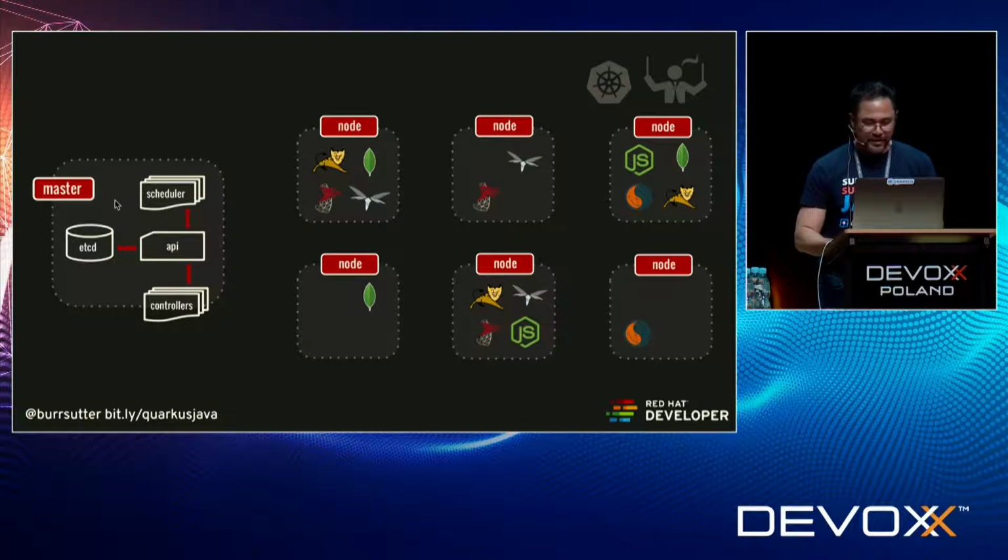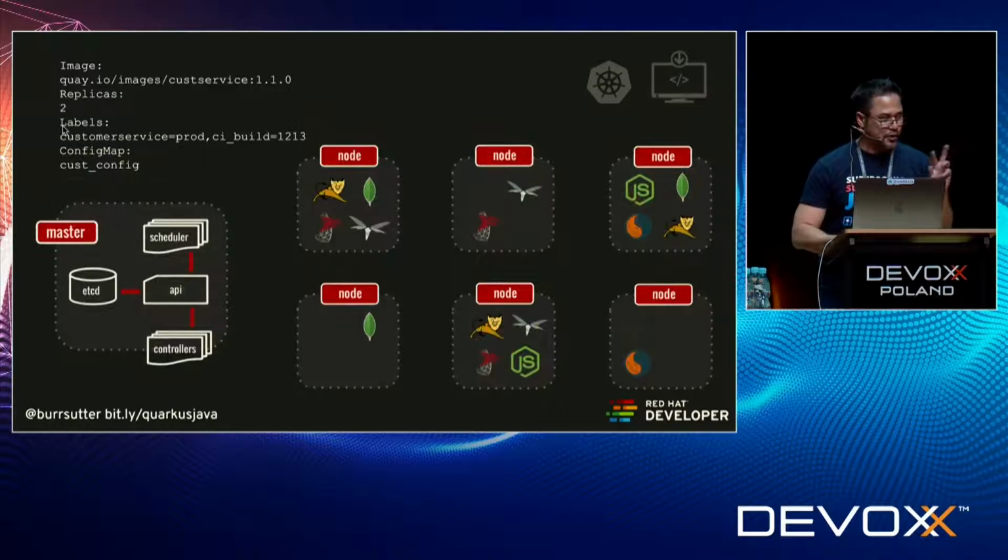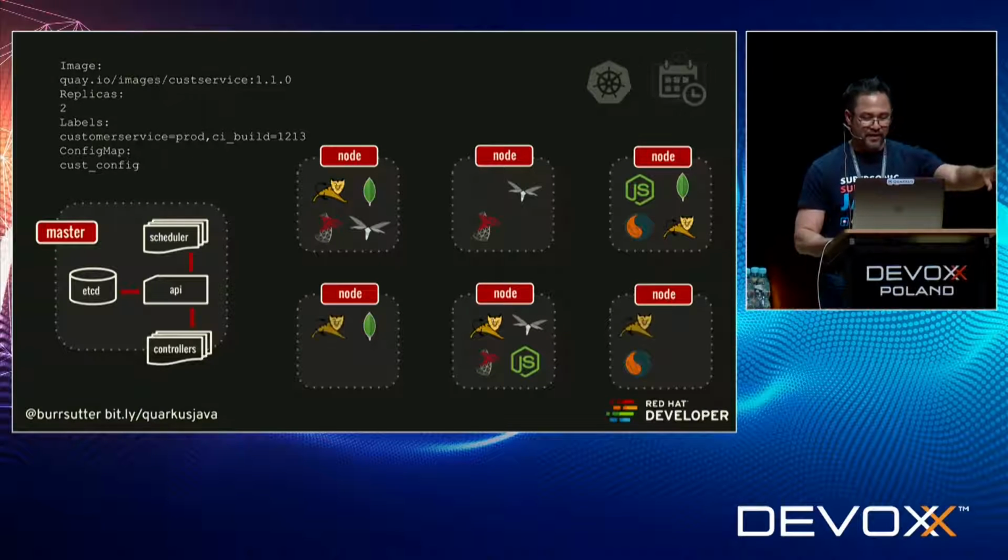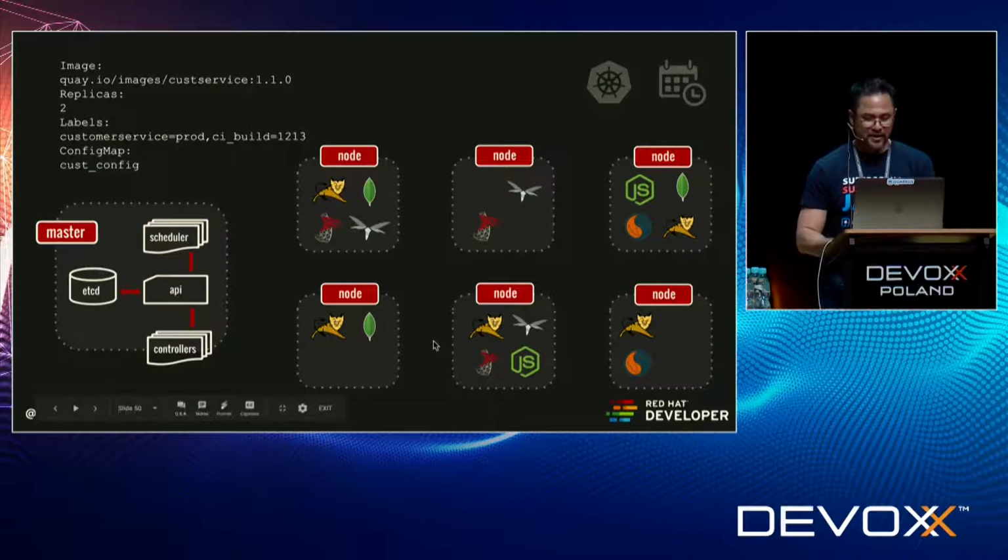But the nice thing about Kubernetes is when you say, I want this particular image from Quay.io, customer service 1.1.0, and I want 2 replicas of that with these labels, when you declare that, it puts it in etcd, and then it comes to life. If you notice right here, my 2 little tomcats have come to life somewhere out there on those worker nodes. They're constantly communicating with each other. If one of these processes dies, it'll make sure it comes back to life someplace else. So that's the kind of cool thing about it.